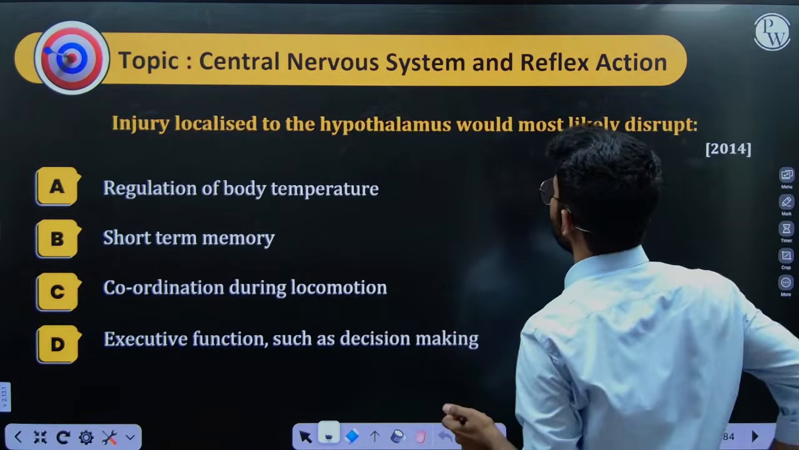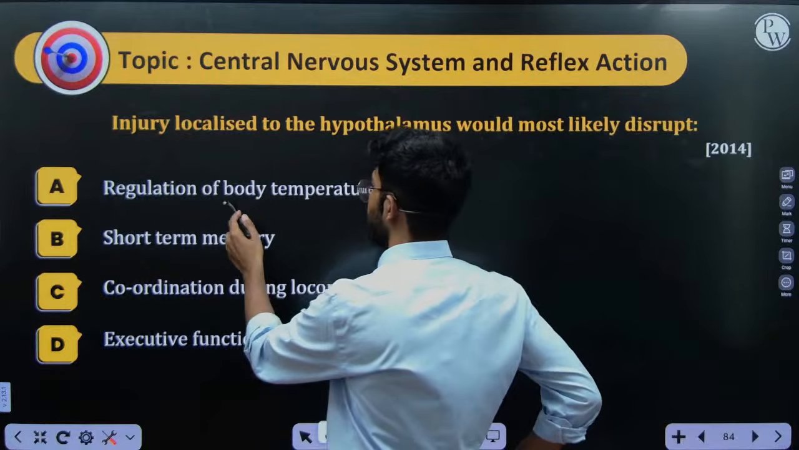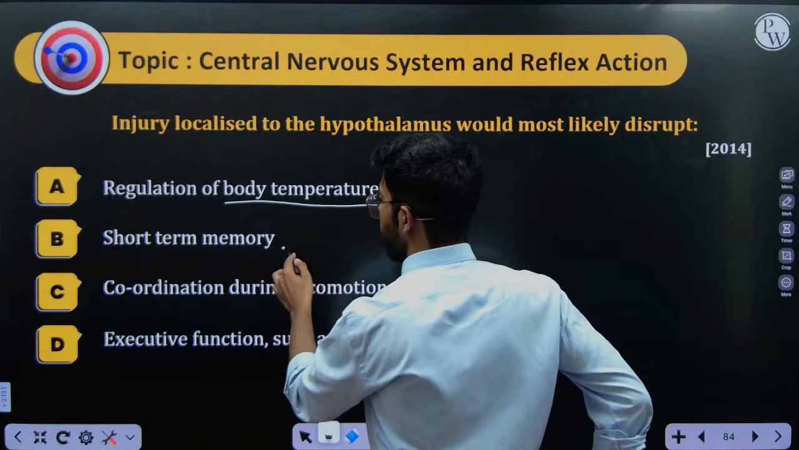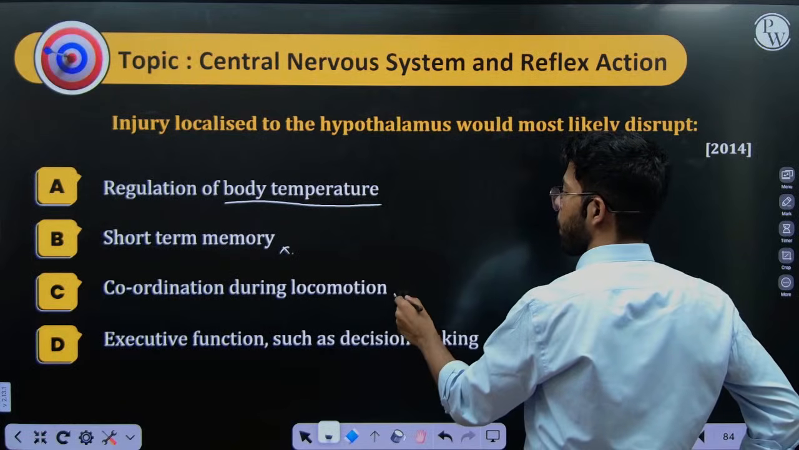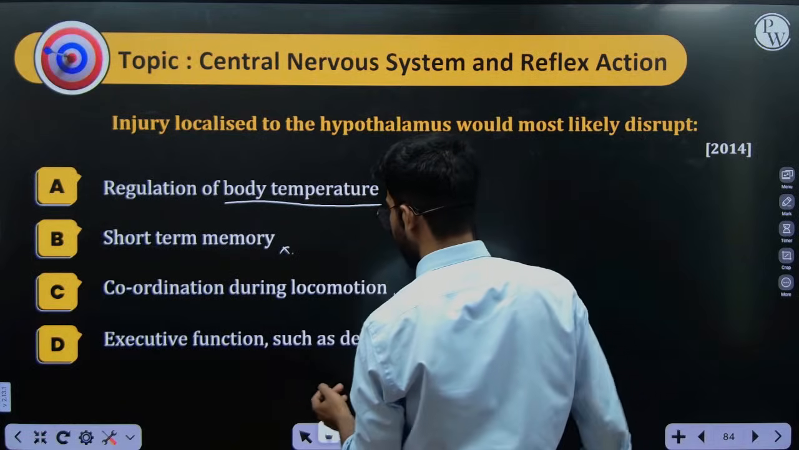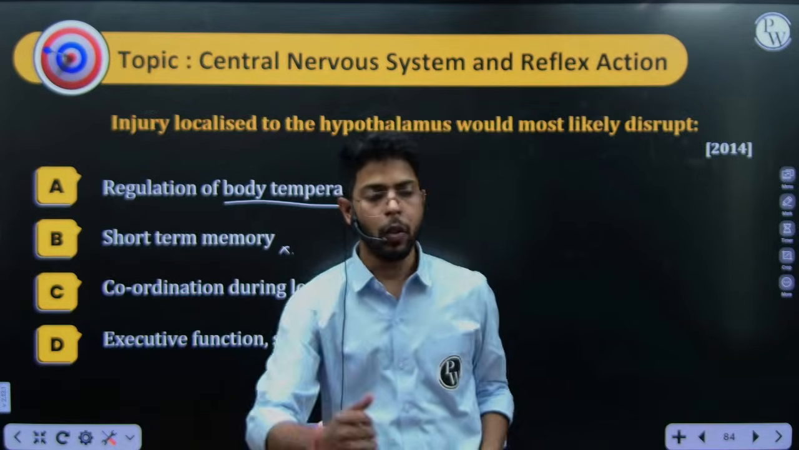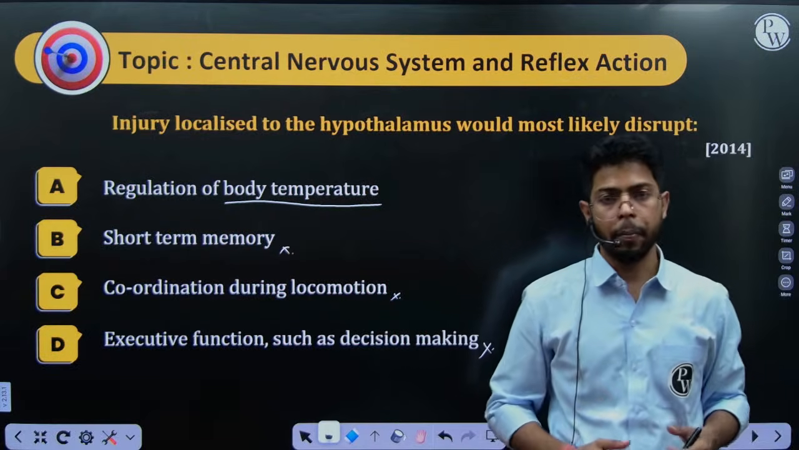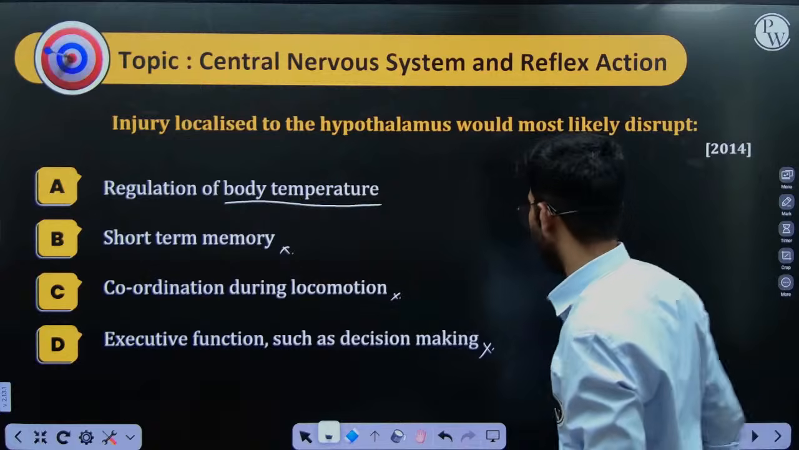Injury localized to the hypothalamus would most likely disrupt body temperature because it is responsible for thermoregulation. Short-term memory, no. Coordination during locomotion, no. Executive functions such as decision making, no. Because the hypothalamus is responsible for thermoregulation. It has the thirst center, hunger center. So that's why the correct answer is the regulation of body temperature.